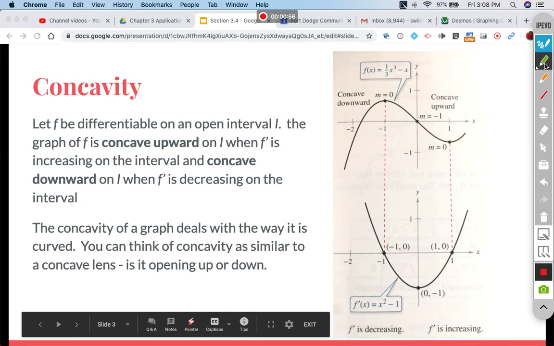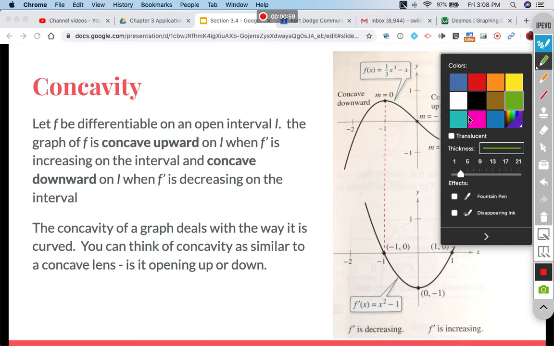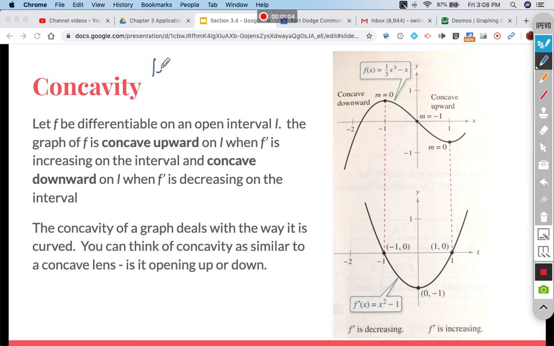You might remember from your science classes this idea of concave. We talk about it with lenses, concave or convex. A convex lens is one that looks like that, and a concave lens is one that looks like this. The way I remember it is concave means it kind of looks like a cave mouth, and convex is kind of the opposite of that.